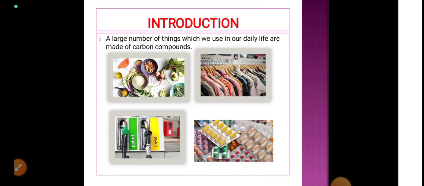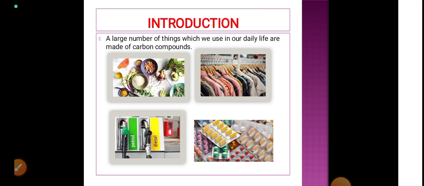Today let's learn about carbon and its compounds. A large number of things which we use in our daily life are made up of carbon compounds. In Earth's crust, 0.02% of carbon is in the form of minerals. Similarly, in the atmosphere, around 0.03% is made up of carbon dioxide gas.